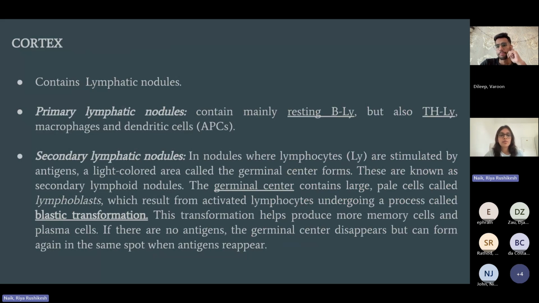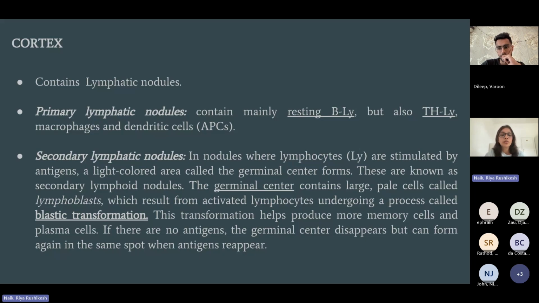And when antigens are present in this primary lymphatic nodule, the lymphocytes get activated, and it forms this light colored area which is called a germinal center inside the primary lymphatic nodule. And when this germinal center is formed, that's when the lymphatic nodule is called a secondary lymphatic nodule. The germinal center contains these large cells called lymphoblasts, and they arise when the lymphocytes undergo a special process called blastoid transformation.